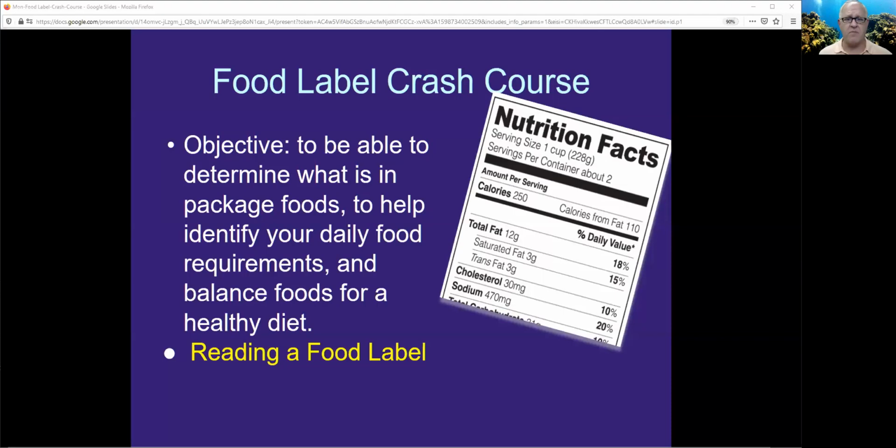We've been spending some time learning about macromolecules, the carbohydrates, the lipids, the proteins. And over the past week, you've been tracking your food, determining how much of each one of those macromolecules you've been consuming. But today we're going to learn how to determine what's in packaged foods, and that's going to help you identify your daily food requirements and balance your foods for a healthy diet.